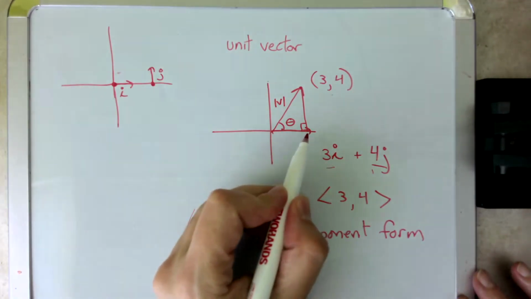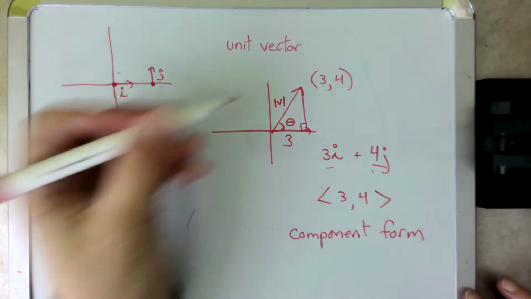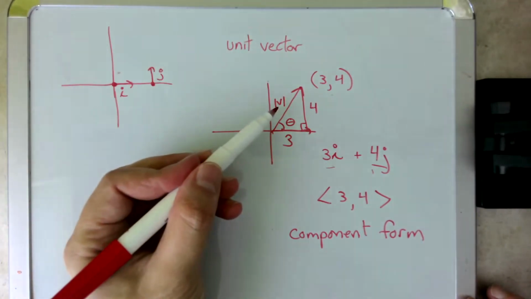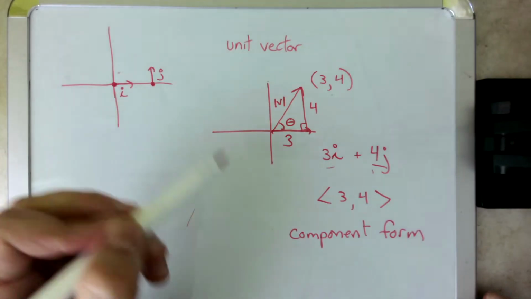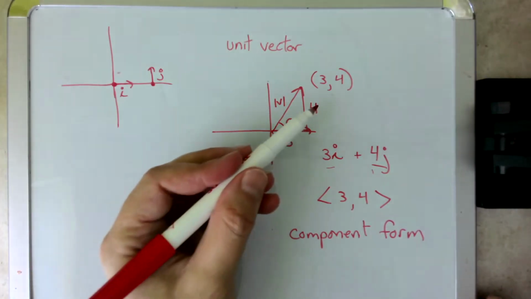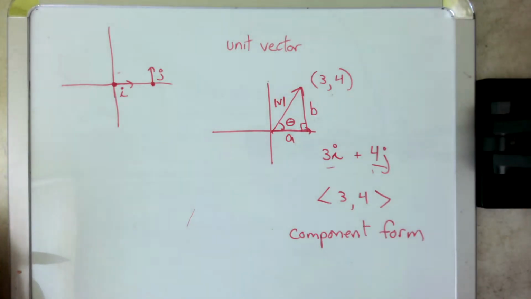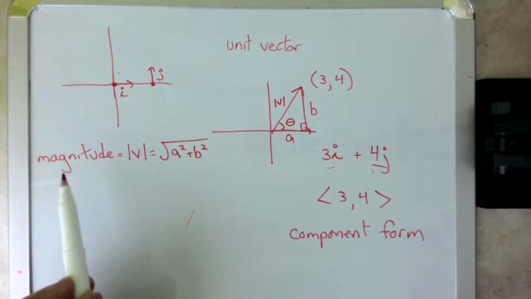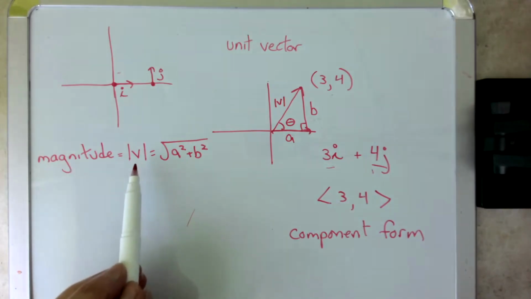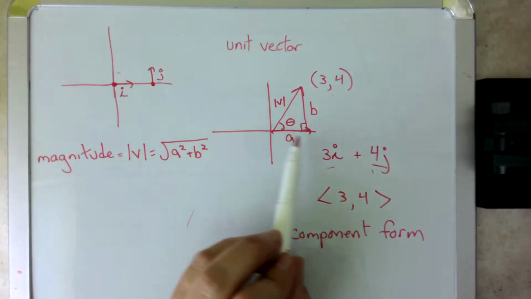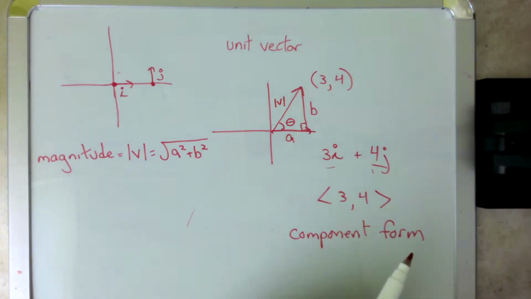So in this case, if this is 3 and this is 4, then we find the magnitude by going the square root of 3 squared plus 4 squared. Well, let's say we would like a formula for that. Let's call them a and b instead. In that case, the magnitude, which is written like this, would be the square root of a squared plus b squared, the square root of the x component squared plus the y component squared.